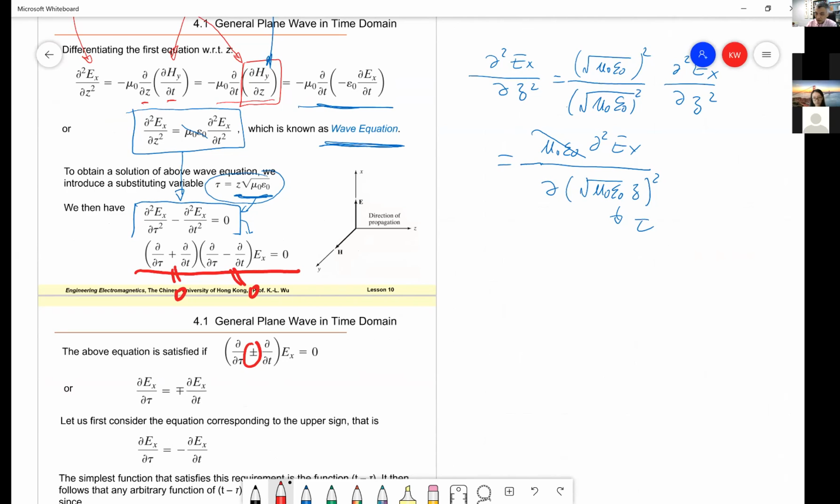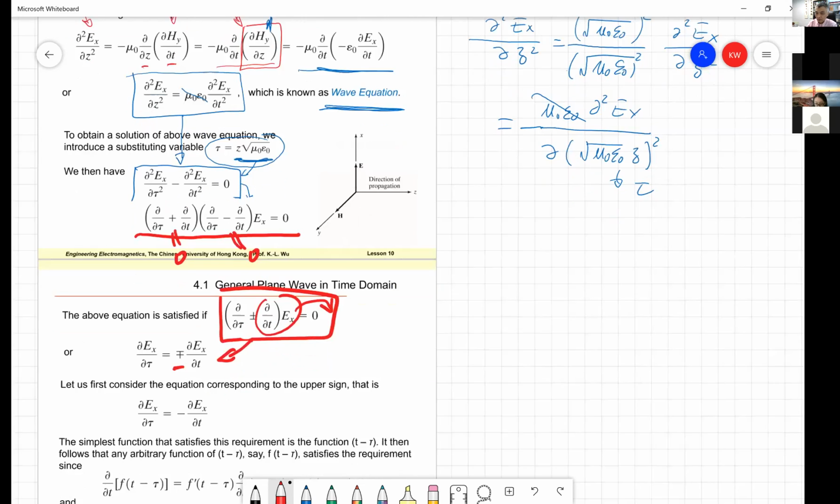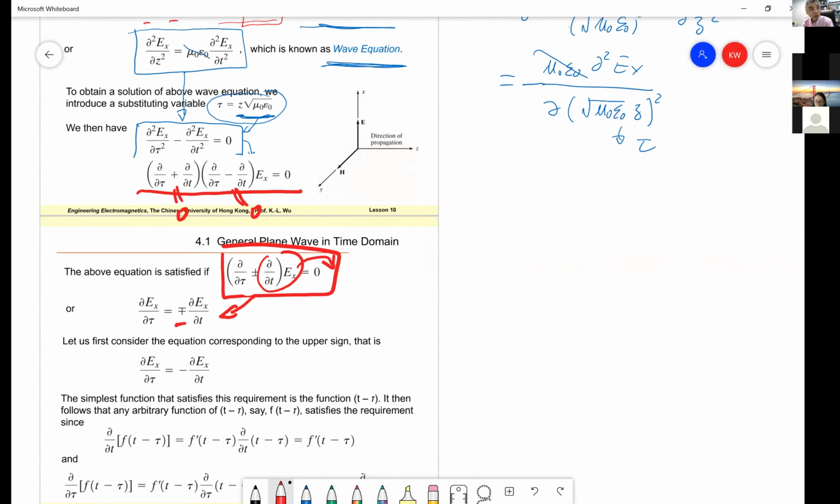So when this equals 0, then I move the second term to the right-hand side, so the plus minus becomes minus plus. So we have two possibilities. One possibility is equal to, I use a minus sign.